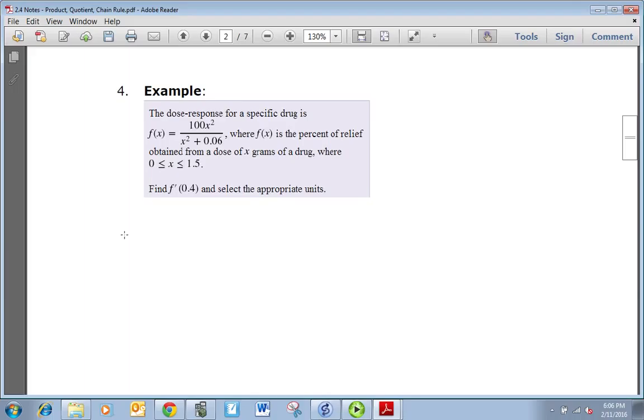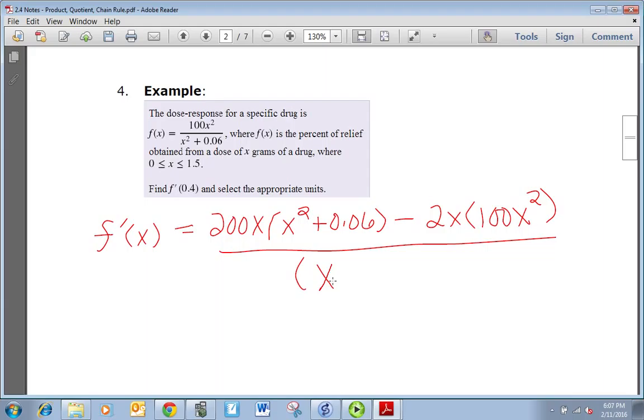All right, so the derivative of f of x is going to be derivative of the top, 100x squared, derivative would be 200x. Multiply that by the bottom, that's x squared plus 0.06. Subtract the derivative of the bottom, which is 2x, and multiply that by the top, 100x squared. And divide the whole thing by the bottom squared, which is x squared plus 0.06, all squared.